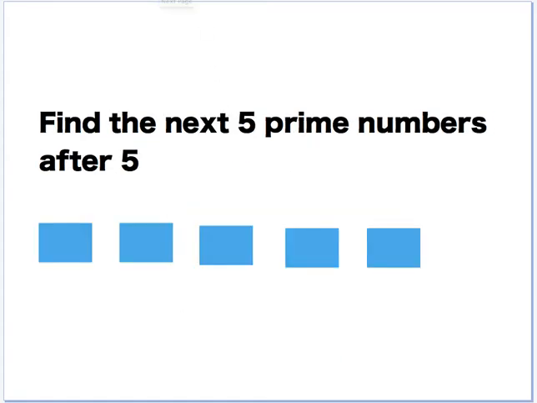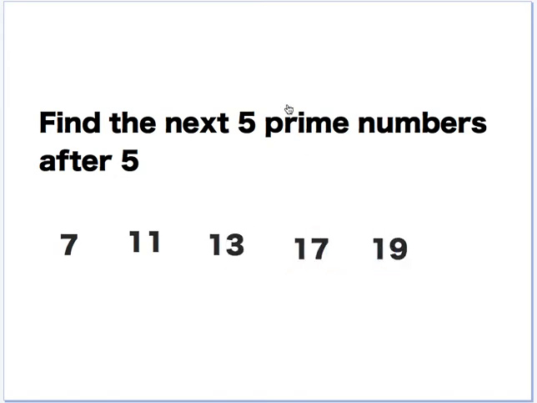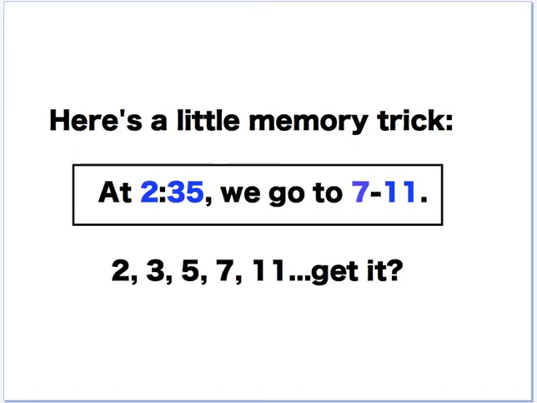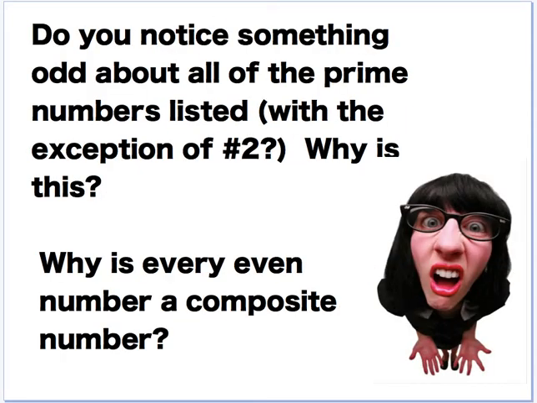What are the next 5 prime numbers after 5? Let's see if you can figure it out. Pause the video. There's 7, 11, 13, 17, and 19. Here's a little memory trick for the first 5 prime numbers. At 2:35, we go to 7-Eleven. You go get a super big gulp or something like that. So at 2:35, we go to 7-Eleven. There are the first 5 prime numbers.